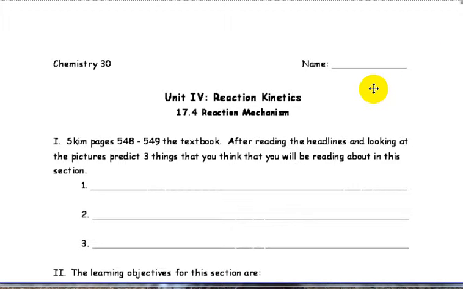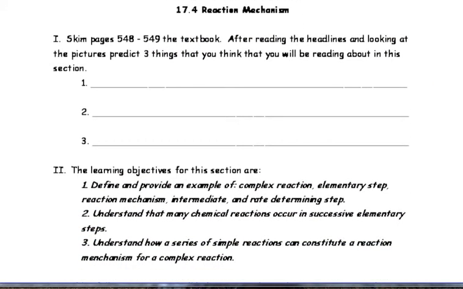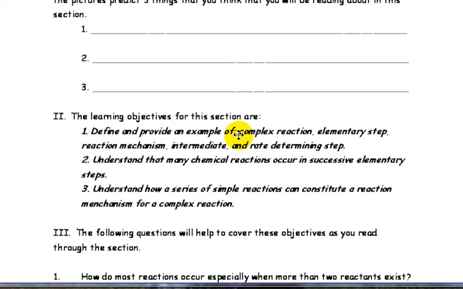Welcome back, Chemistry 30. This is the last booklet in the Unit 4 section. It's 17.4 Reaction Mechanism. It pertains to 2 pages in the book, 548 to 549, which is very short. And the objectives here look at defining complex reaction, elementary step, reaction mechanism, intermediate, and rate determining step.